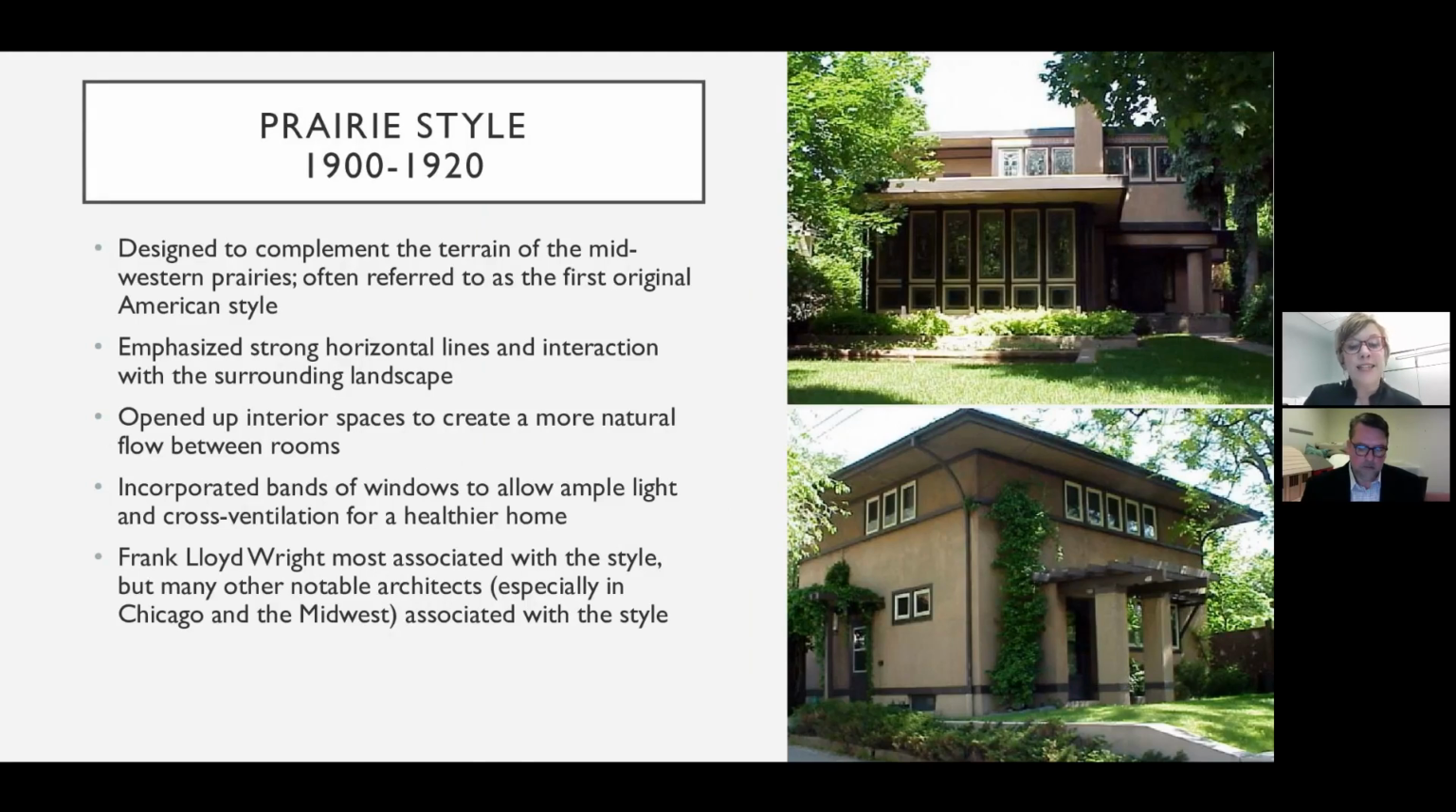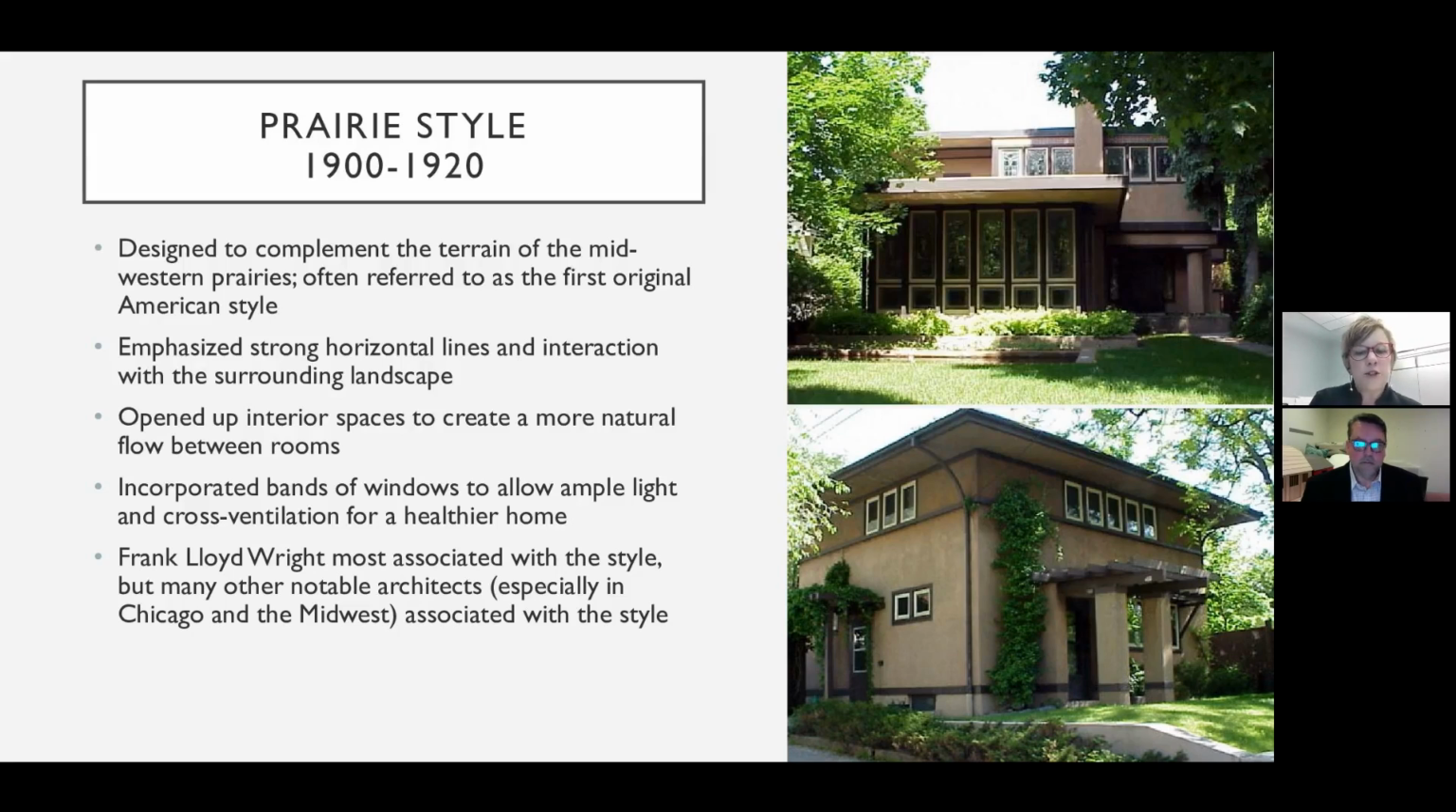So our first progressive style, the prairie style, originated around 1900, popular till around 1920. It originated in the Chicago area and was popular in the Midwest, designed to complement the terrain of the Midwestern prairies. So it's sometimes referred to as the first really original American style. It emphasized strong horizontal lines and interaction with the surrounding landscapes. You also often see large projections and overhangs and patios that tie into the landscape. It opened up interior spaces to create a more natural flow between rooms, and incorporated long bands of windows to allow in ample light and cross ventilation.